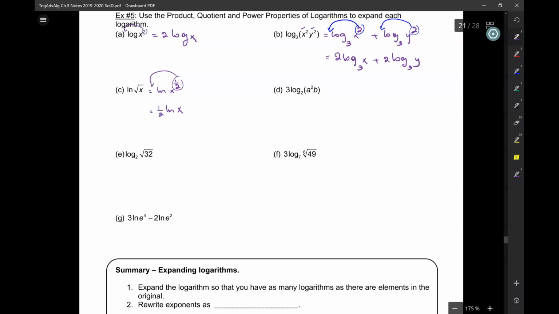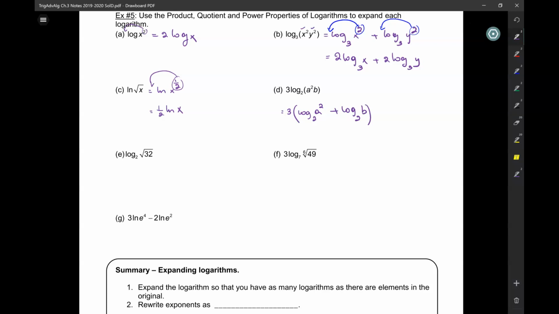Next, okay, now I have a 3 out front. So whatever I do has to have a 3 in the beginning. So what I'm going to do here is 3 times, now expand, log 2a squared plus log 2 of b.